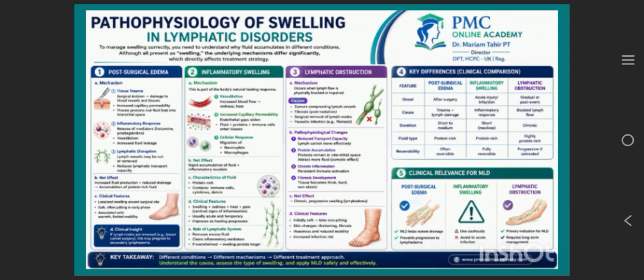Okay, so what you have learned in this topic, you should know the summary of this topic: post-surgical edema and inflammatory swelling are typically acute responses involving increased fluid formation, whereas lymphatic obstruction represents a chronic failure of lymph transport. Understanding these mechanisms is essential for accurate diagnosis and effective clinical management using techniques like MLD. So let's move to our next topic.